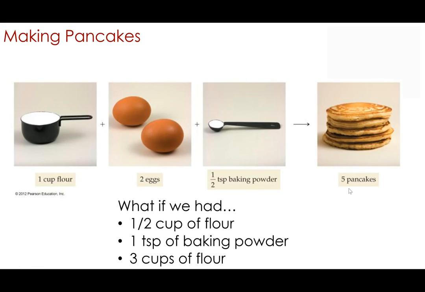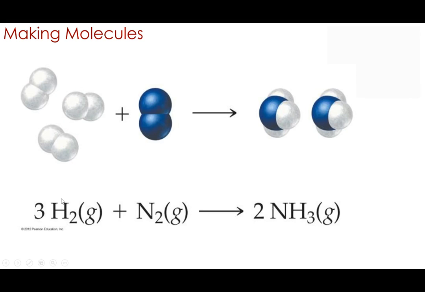15 pancakes. So you guys are doing stoichiometry in your head. The next slide is going to be molecules. And for some reason, when I go away from recipes into molecules, wires start to get crossed. But we're going to do the same thing here. So here's our recipe, and this is actually to make ammonia.